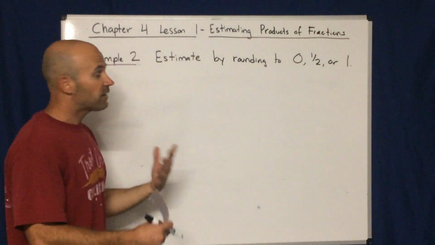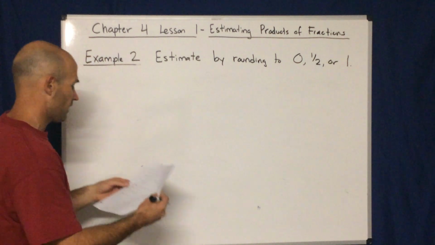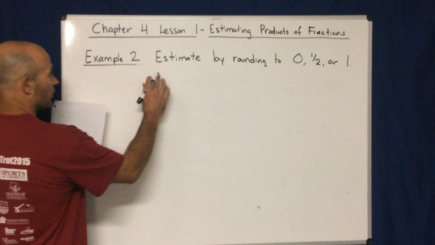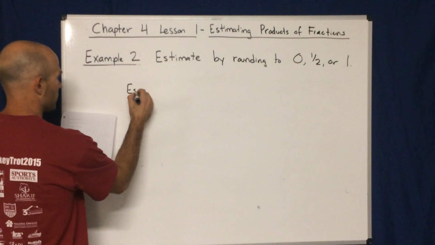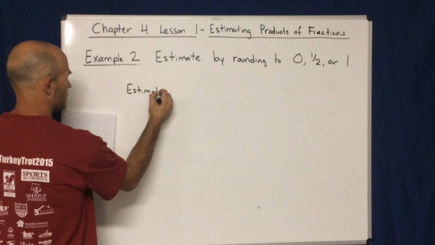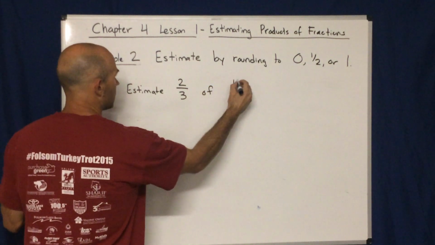Of course, we lose a little bit of accuracy, so we're not going, again, for an exact answer. We're just trying to get a rough idea of what the answer might be. So we're going to estimate by rounding to 0, 1/2, or 1. And our estimate that we're going to do is 2/3 of 11/10.